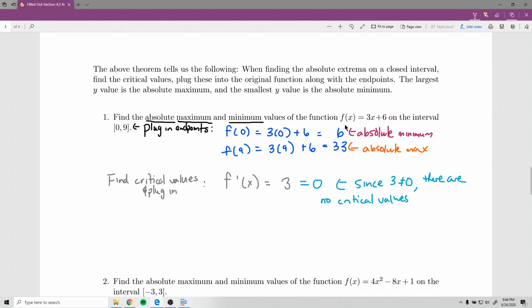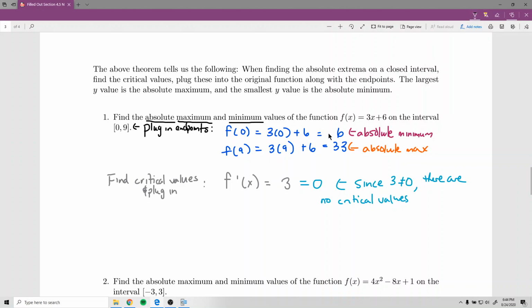Now, if you think about what this graph looks like, this is the graph of a line. A line is either going to go up or down in a straight line, but it's never going to turn and have a maximum or minimum, a local one. So this actually makes a lot of sense.